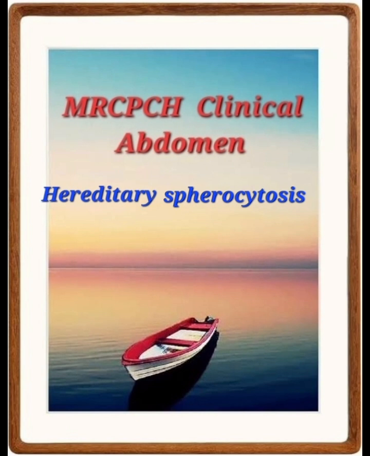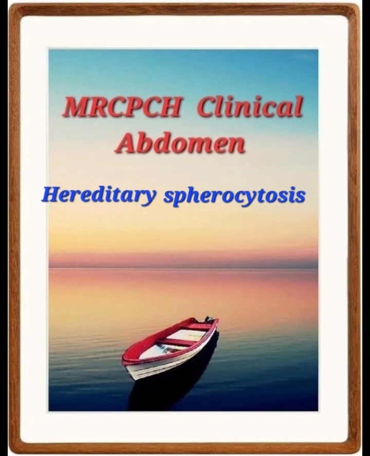Sometimes it comes up in exams that they will say her sister or sibling has the same condition. As we know, it is an autosomal dominant condition, so they can say that a family member has the same condition. We can easily pick this up.